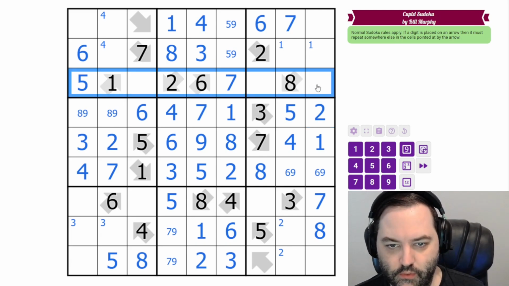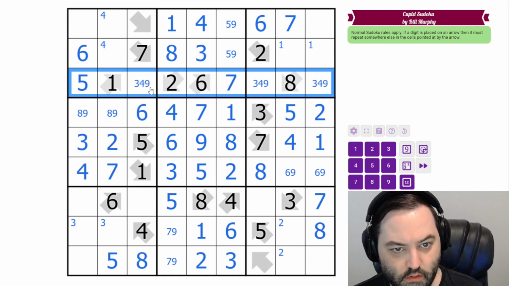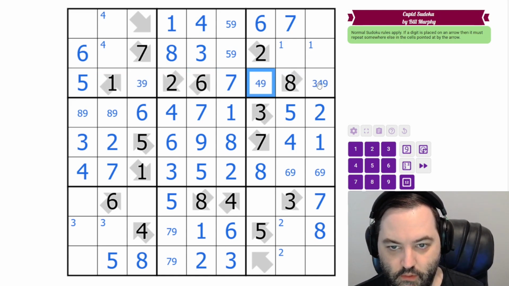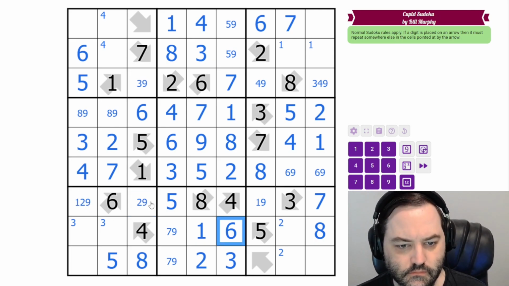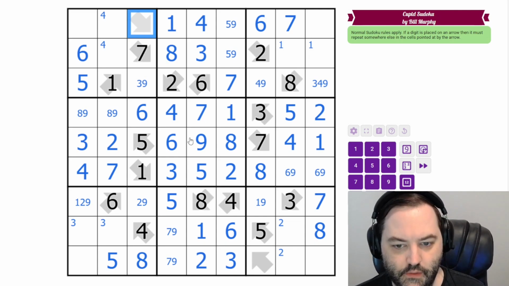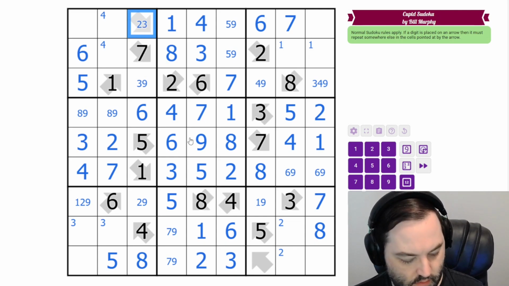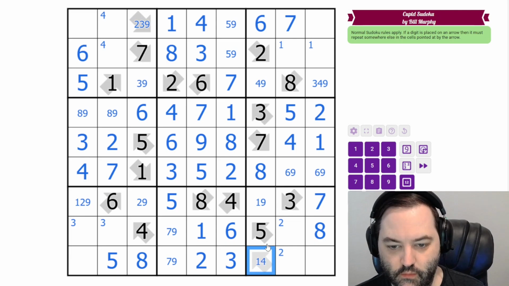Alright, these rows, we need 3, 4, 9. And I don't think that's resolved. Let's pencil mark it and see if we're missing anything. It doesn't look like it. Across here, we need 1, 2, and 9. So this is 1 or 9, this is 2 or 9. This is 1, 2 or 9. And then this must be 2, 3, or 9. And this is 1, 4, or 9.